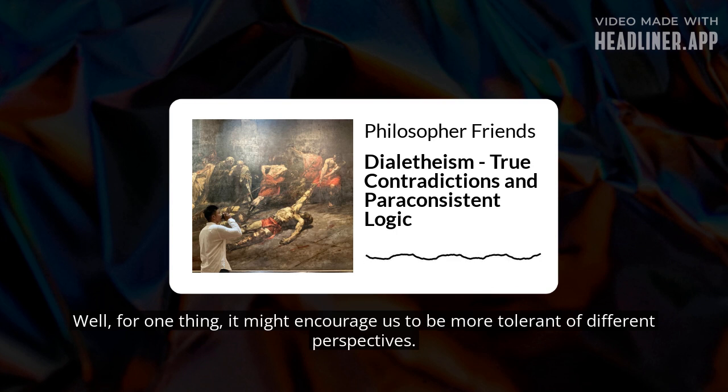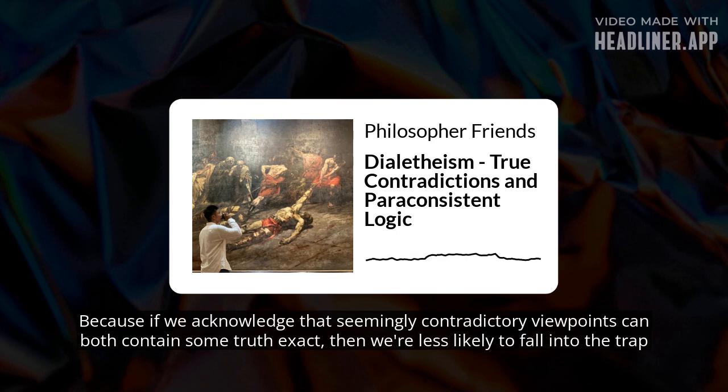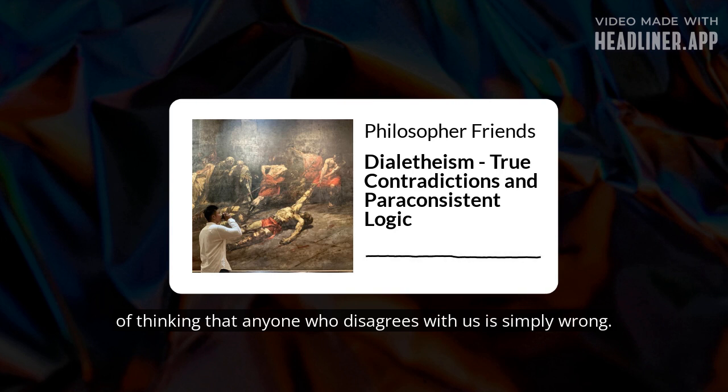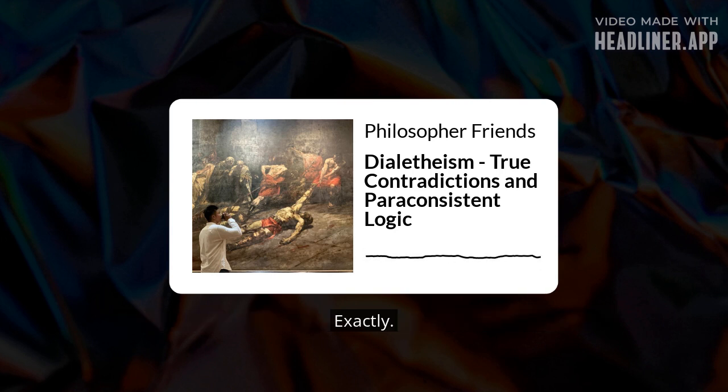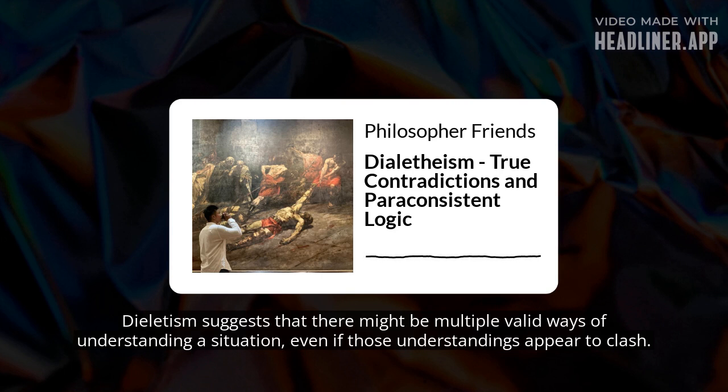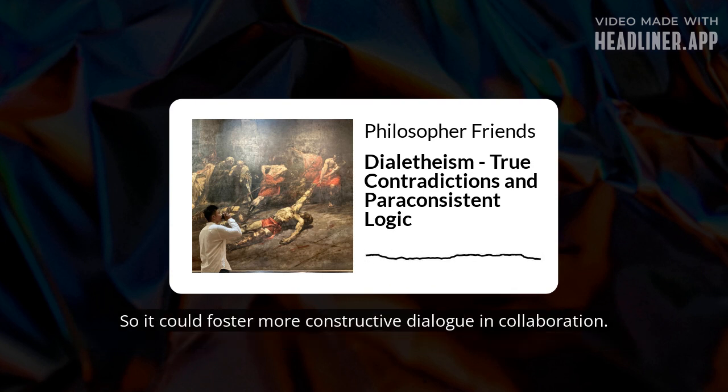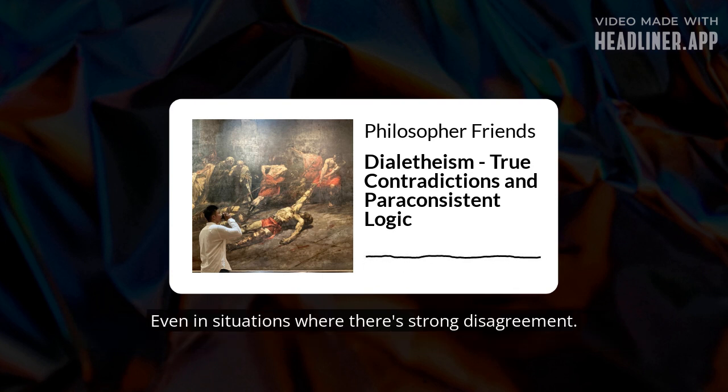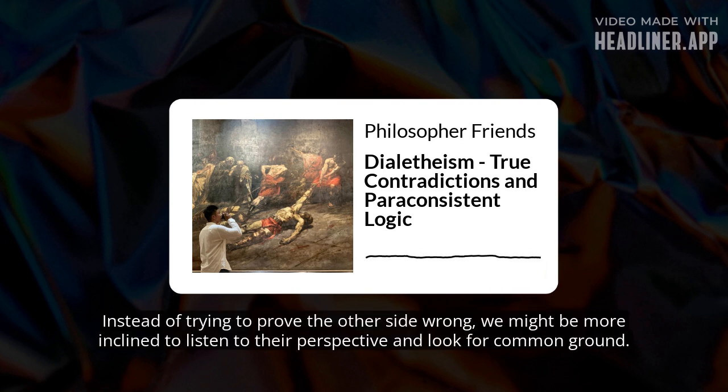Well, for one thing, it might encourage us to be more tolerant of different perspectives. Because if we acknowledge that seemingly contradictory viewpoints can both contain some truth, then we're less likely to fall into the trap of thinking that anyone who disagrees with us is simply wrong. Exactly. Dialetheism suggests that there might be multiple valid ways of understanding a situation, even if those understandings appear to clash. So it could foster more constructive dialogue and collaboration, even in situations where there's strong disagreement. Right. Instead of trying to prove the other side wrong, we might be more inclined to listen to their perspective and look for common ground.